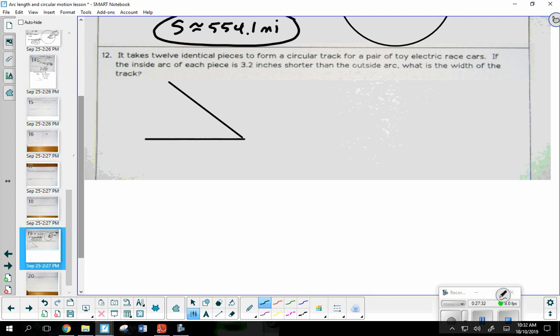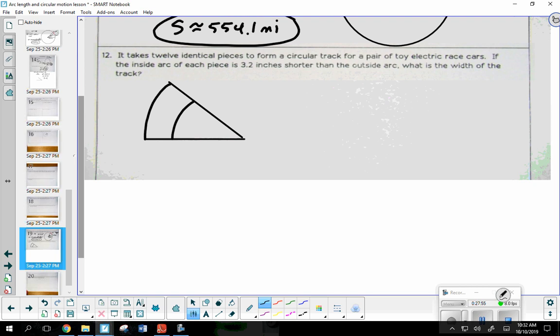Okay, this whole lesson revolves around arc length and area of a sector. I envisioned this section of track creating a sector. We've all had these little curved pieces of track before. It takes 12 of those to create one full circle, so I continued to draw and made a sector out of it.